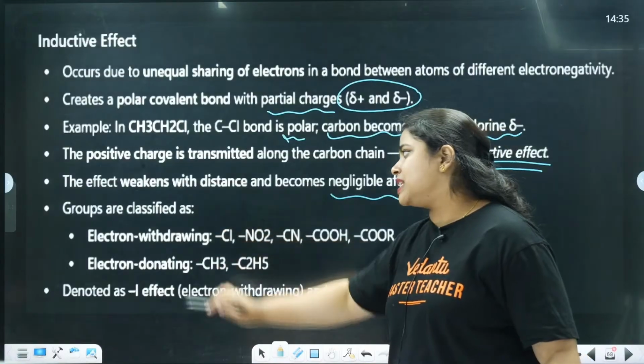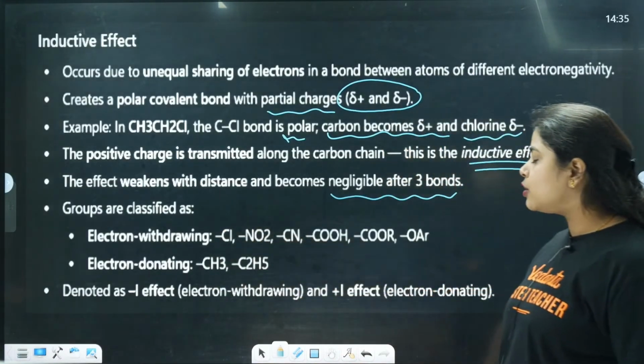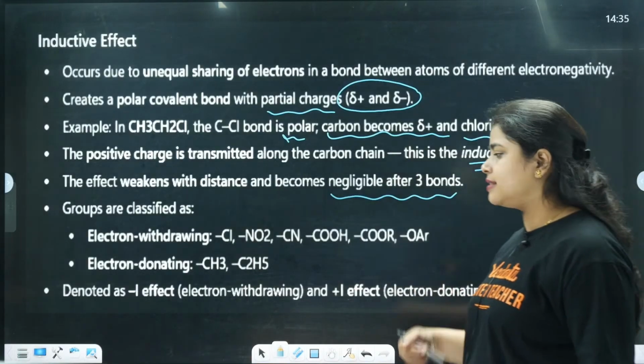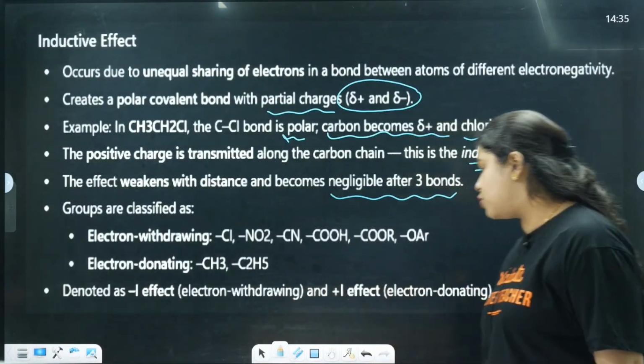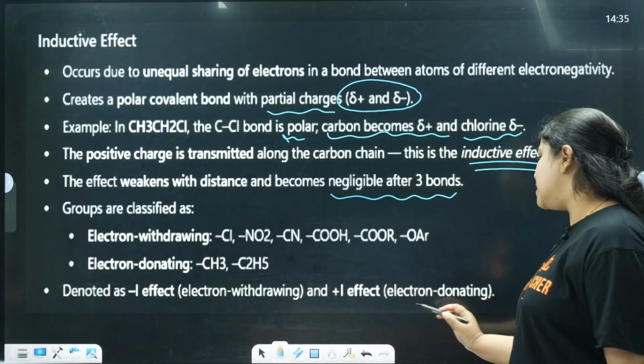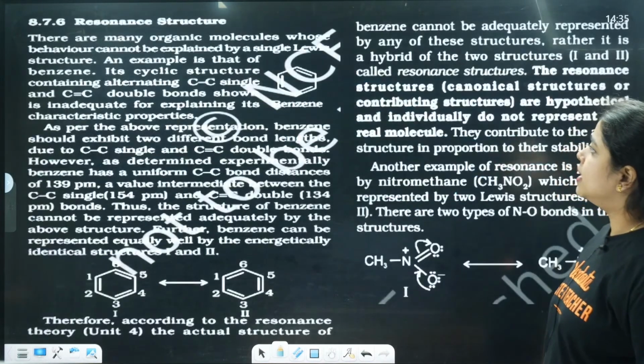Now groups are classified into electron withdrawing. Next comes the electron donating. Electron withdrawing has a minus I effect, that is the inductive effect, where electron withdrawing is going to happen, and plus I effect means electron donating is going to happen. Then next comes the resonance structure.